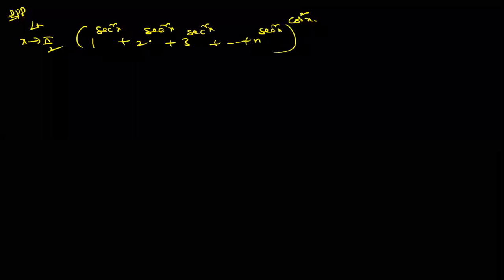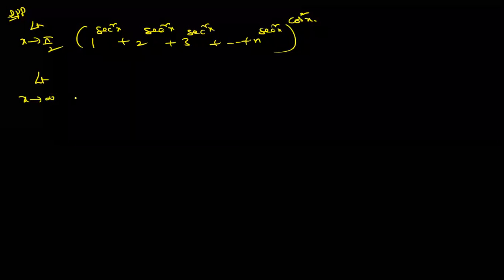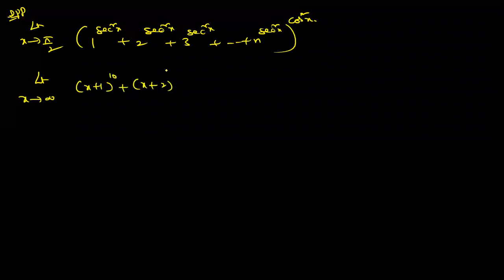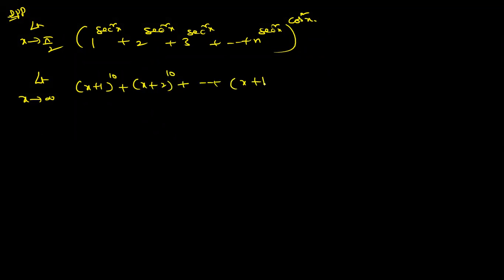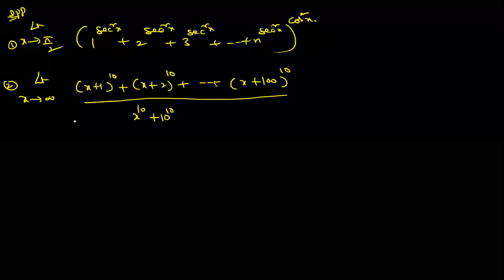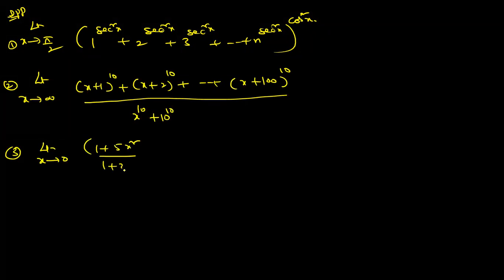Next one. Limit x tends to infinity of ((x+1)^10 + (x+2)^10 + ... + (x+100)^10) / (x^10 + 10^10). Question number 1 to practice yourself, dear students. 3. Limit x tends to 0 of ((1 + 5x²)/(1 + 3x²)) whole power 1/x².